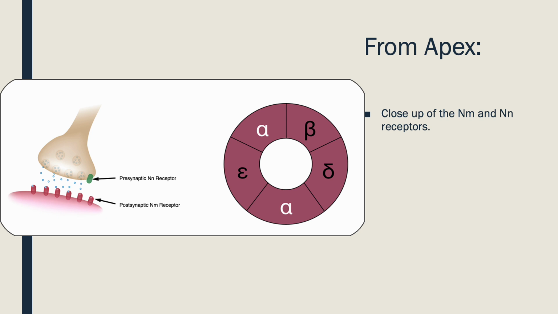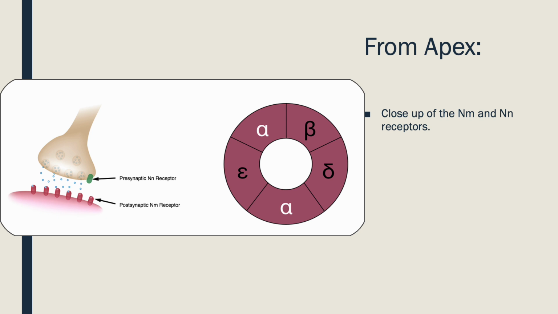Contrast that with your NN receptors. These are found in the autonomic ganglia and the central nervous system. Their subunit composition can vary, but they primarily consist of alpha and beta subunits. These are critical for the transmission of signals between neurons in the autonomic nervous system, and they can influence heart rate, blood pressure, and digestion. The distinction between these receptors is important for drug selectivity, as our neuromuscular blockers target those NM receptors, while certain ganglionic blockers target those NN receptors to modulate autonomic activity.